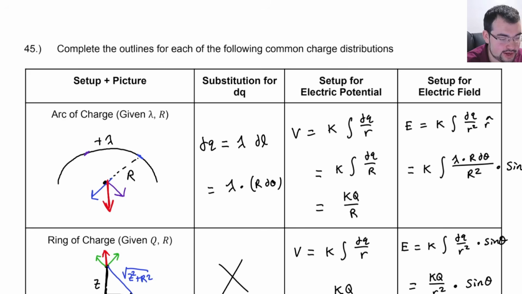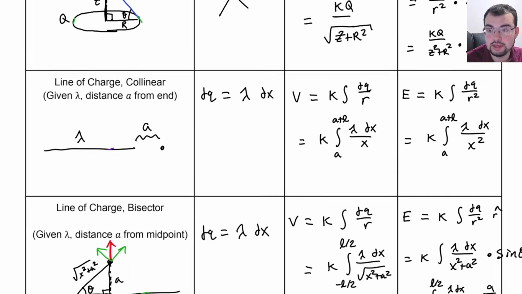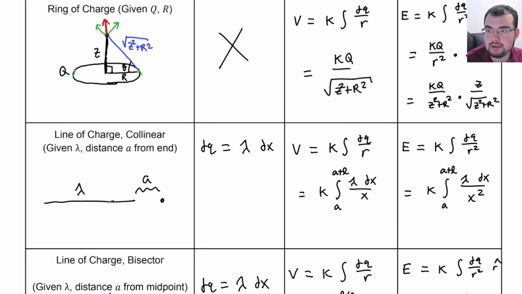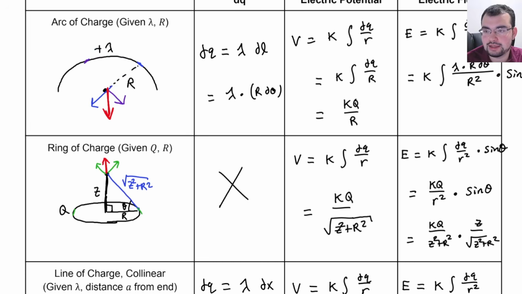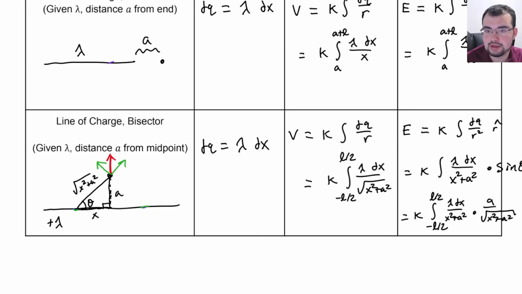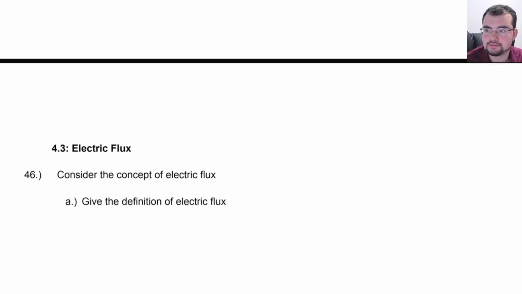So these are the derivations to kind of know. These are entirely the scope of E&M with charge distributions. You need to know how to set these up, probably do them. Nothing more than this, though.